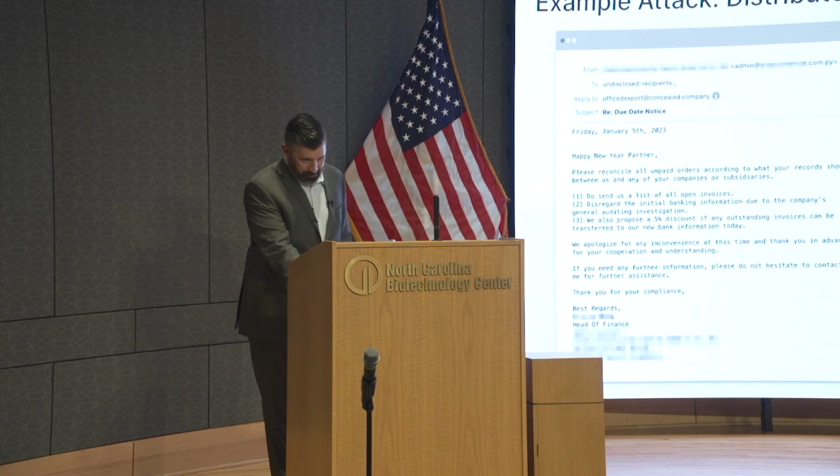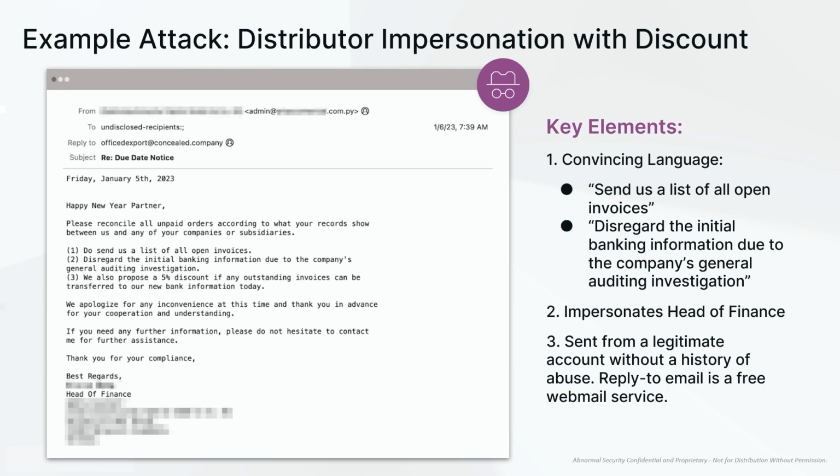This could be an extension. This is a little bit lazy because it lacks the specifics around an invoice and everything else. But what they're suggesting is please reconcile all unpaid orders to what your records show between us and any of the companies or subsidiaries. Send us a list of all open invoices. They're asking 3 things for you to do, right? Send us a list, disregard the banking details, and by the way, as a little incentive, we're going to give you a 5% discount if you can get this done by the end of the day. Sorry about the inconvenience.